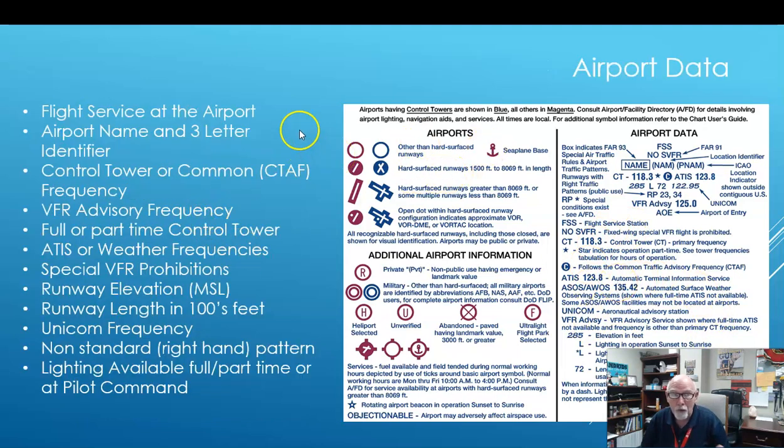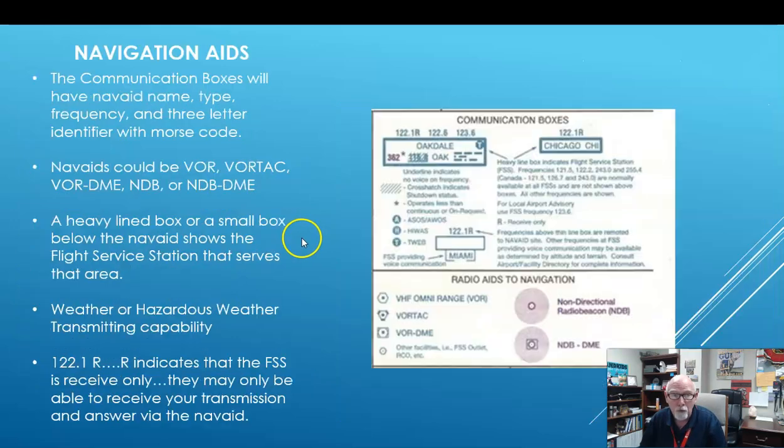Okay, again, the airport data right here is flight service. Airport is if it's at the airport, airport name, the control tower, and so forth right here. Okay, just like I went over just a minute ago, and it's all contained right here, and that's listed on your sectional. Navigation aids, and communication boxes. These will tell you the navigation aids. This will tell you flight service right here.